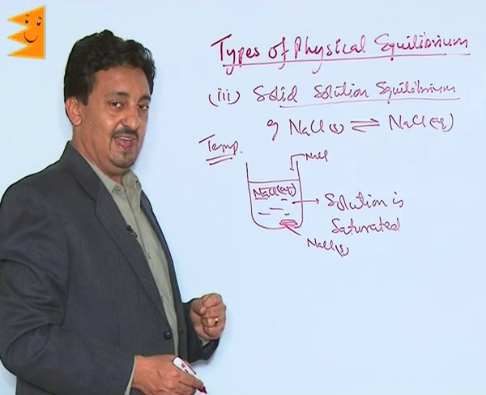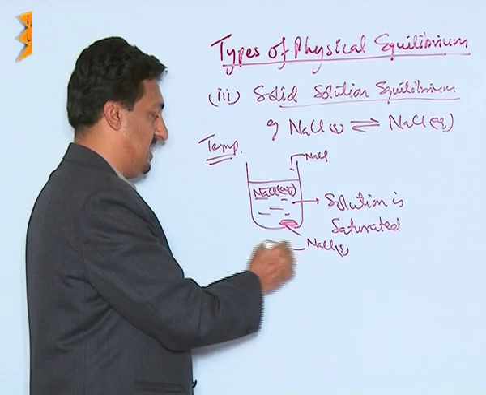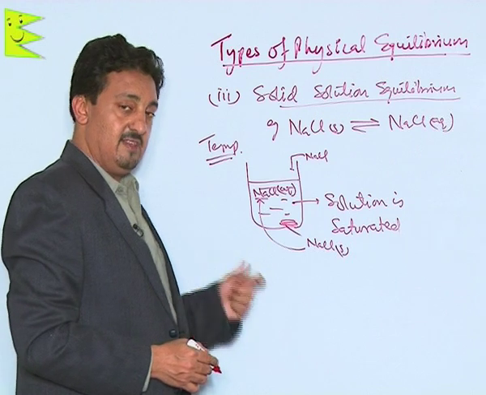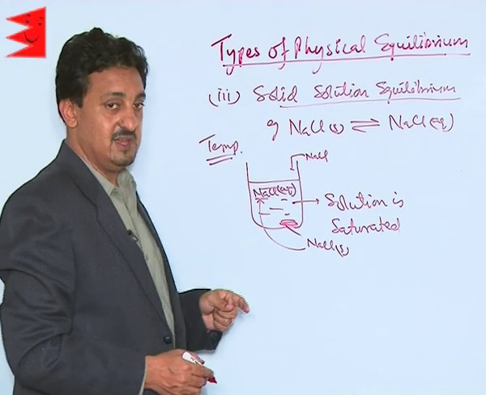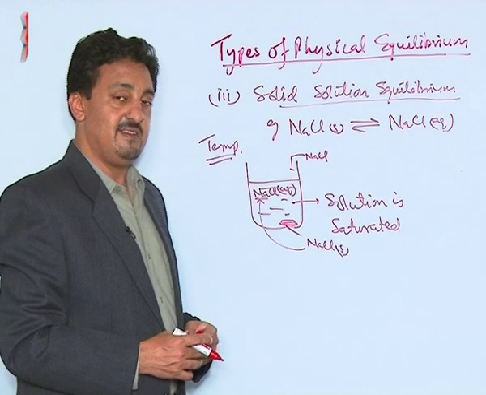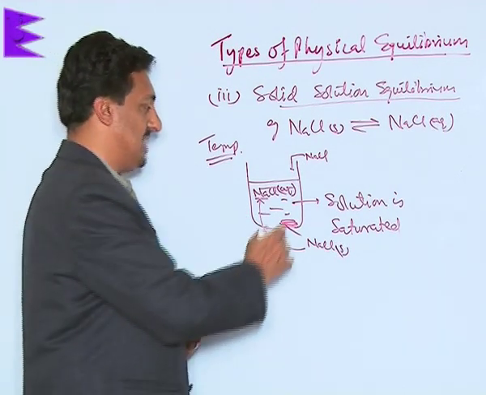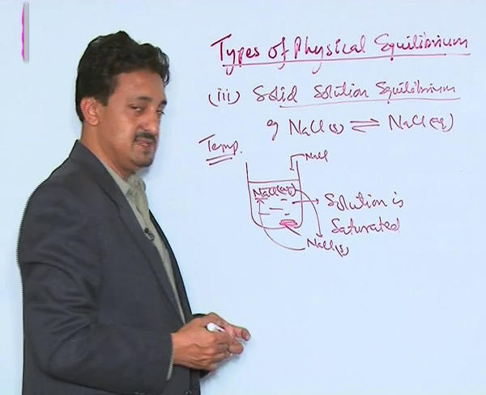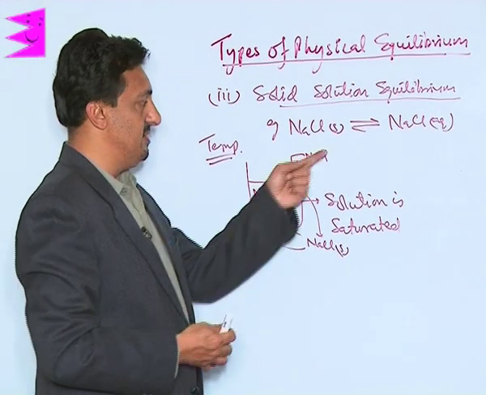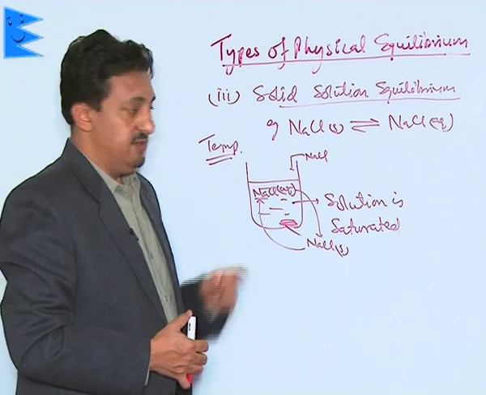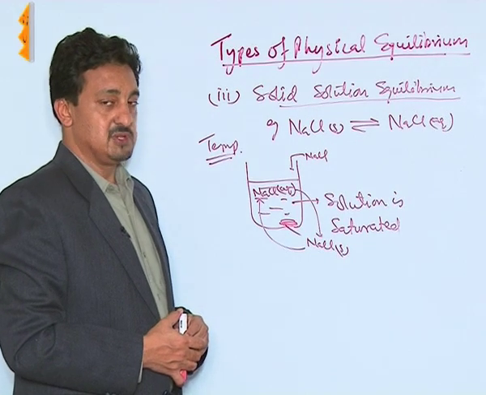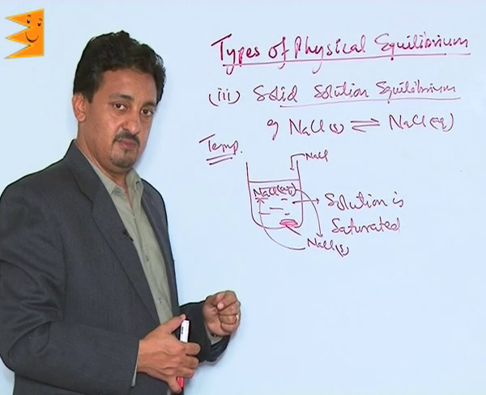But what is practically happening is that this NaCl is getting dissolved and is changing into the aqueous state, and the NaCl which is present in the aqueous state, inside the interstitial spaces of the water molecules, is actually coming out in the form of solid NaCl. And this kind of dynamic equilibrium exists between the two. Such an equilibrium is called solid solution equilibrium.